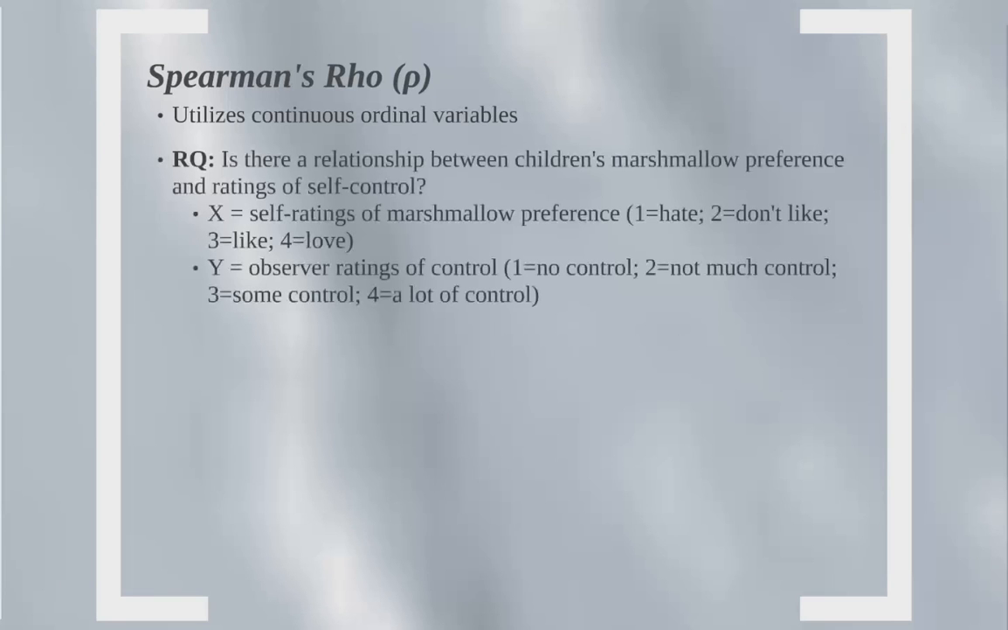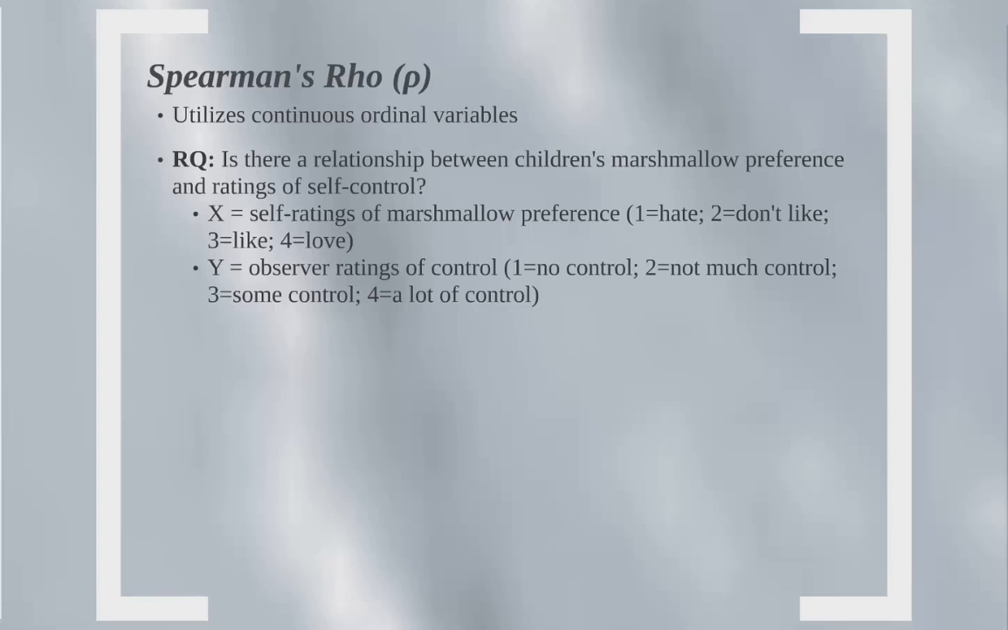And so let's take a look at a research question here. Let's say that we're interested in knowing, is there a relationship between children's marshmallow preference and ratings of self-control? And so say what we did is that we allowed children to rate themselves on how much they loved marshmallows, right? So 1 equals hate marshmallows, 2 equals don't like, 3 equals like, and 4 equals love, right? So as you can see, these are continuous ordinal variables. They go up fairly continuously, and they're not condensed, right? They're not collapsed across categories, like we had in the previous example where we just had younger and older.